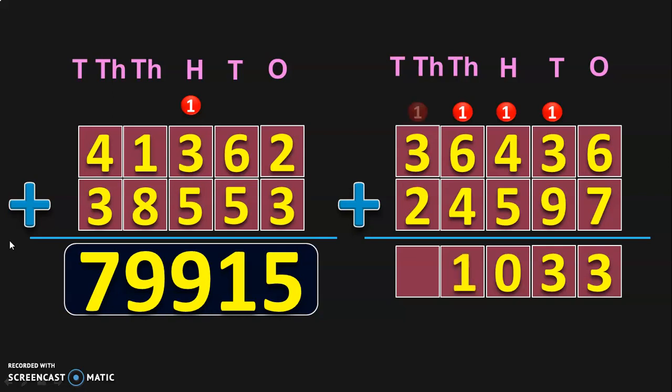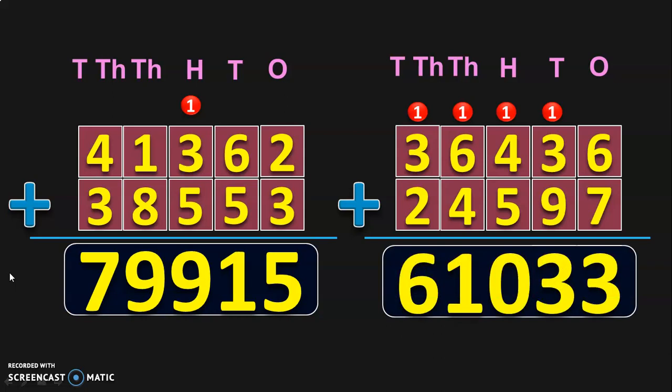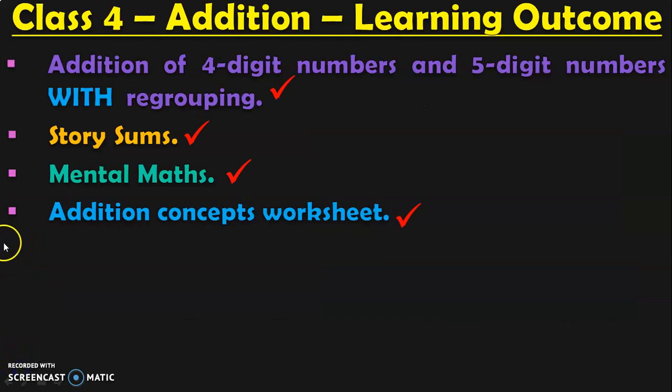Add the digits in the thousands place. You will get a 11. So 1 in the thousands place and 1 as a carryover to the digits in 10,000s place. Add the digits in 10,000 place. 1 plus 3 is 4. 4 plus 2 is 6. So the sum of the two 5-digit numbers is 61,033. With that we complete all topics in class 4 under the topic addition.